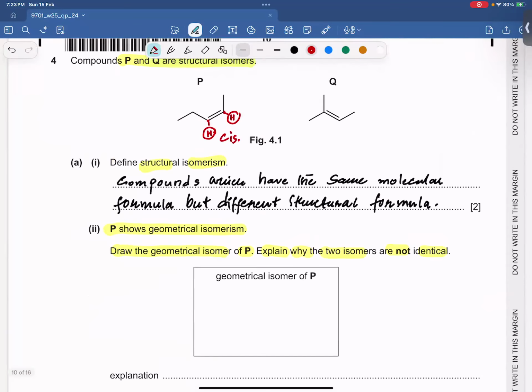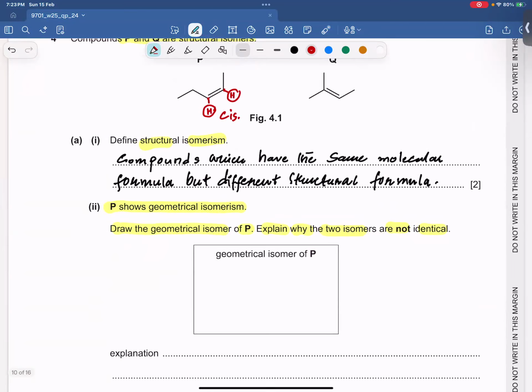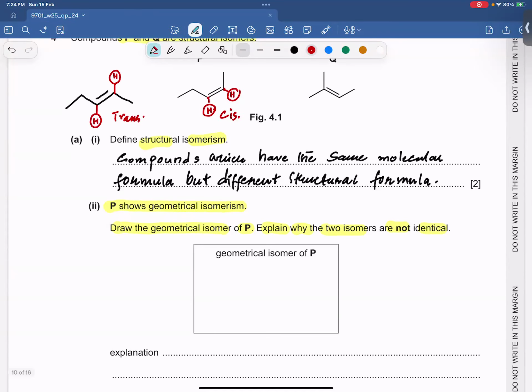This is cis, so I'm going to write trans. So for trans, it has to be like this because hydrogen attached here now and this hydrogen attached here now. So both the hydrogen are diagonally attached with a double bonded carbon atom, which means it is going to be trans. So I think that's the answer.